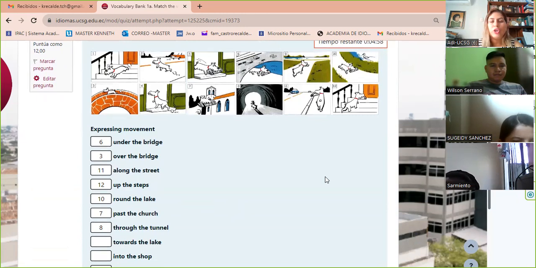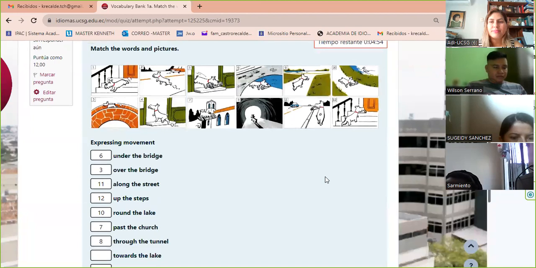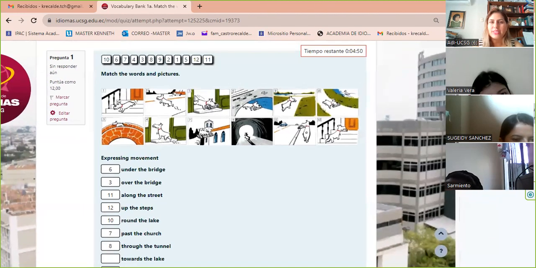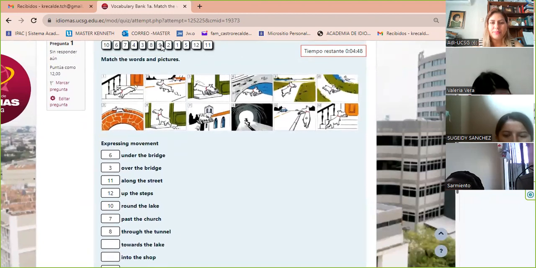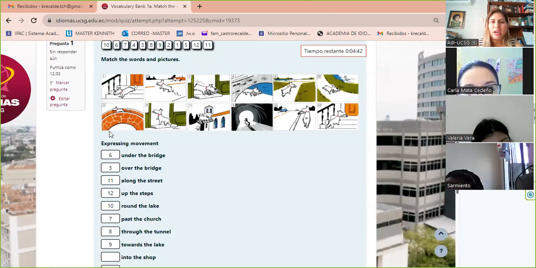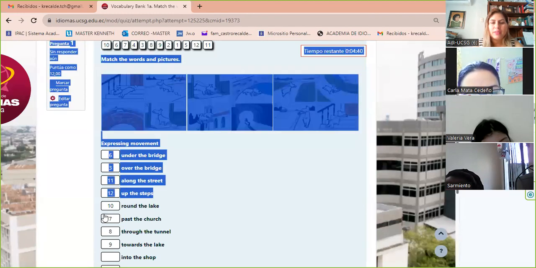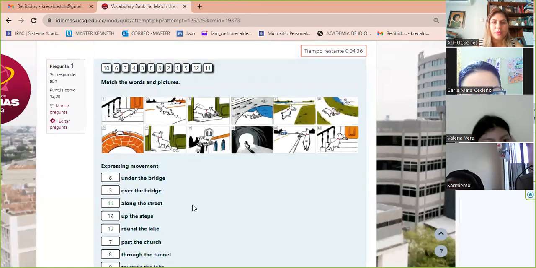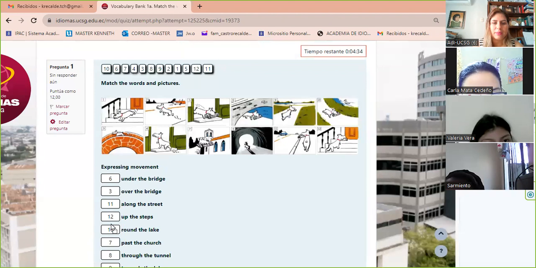Okay, then I have towards the lake. Nine. I see that you were like, what's that? Yes, that's 9. Into the shop. Four. It's a hardworking dog. Into the shop. Oh my God, I can move it. Let me see. Okay.